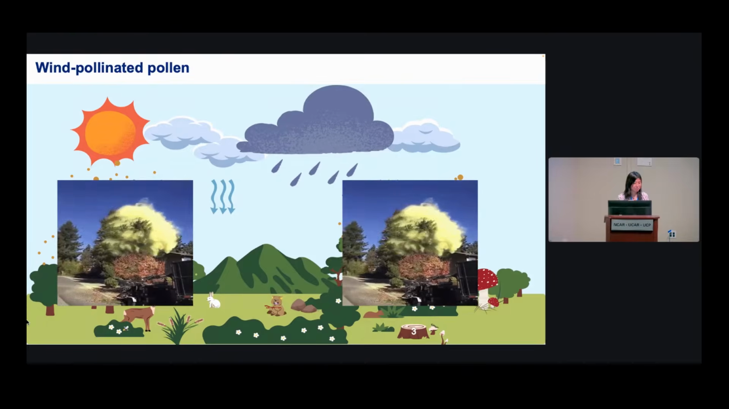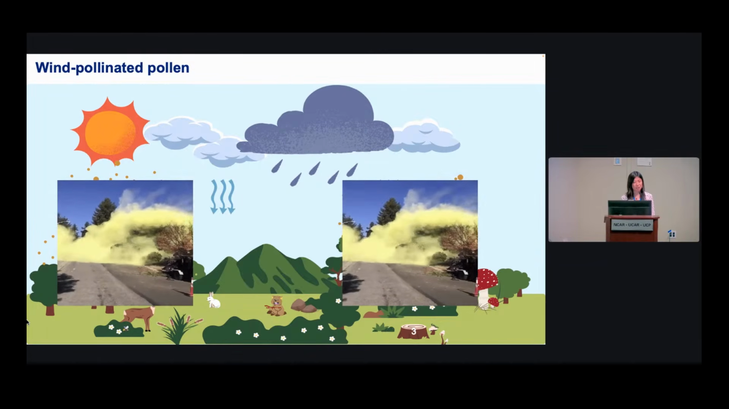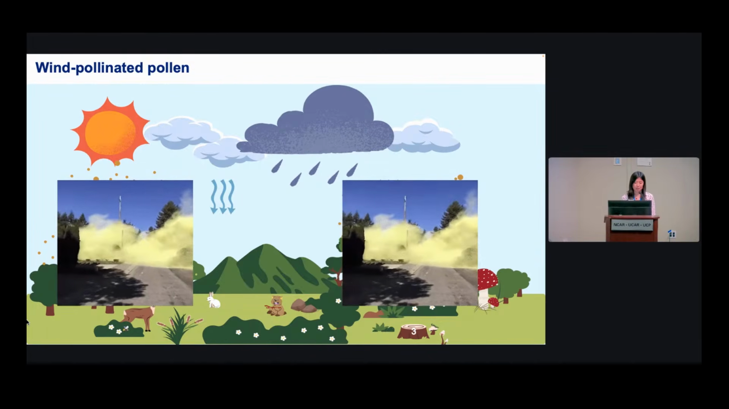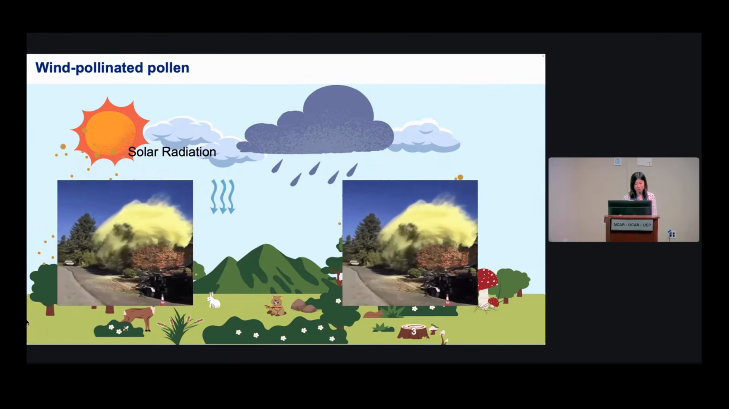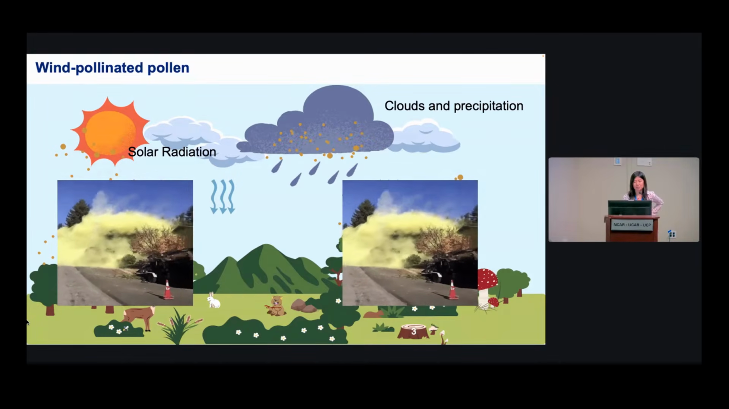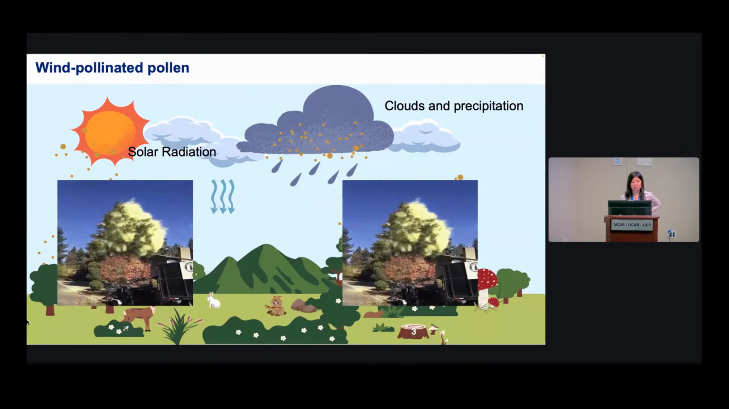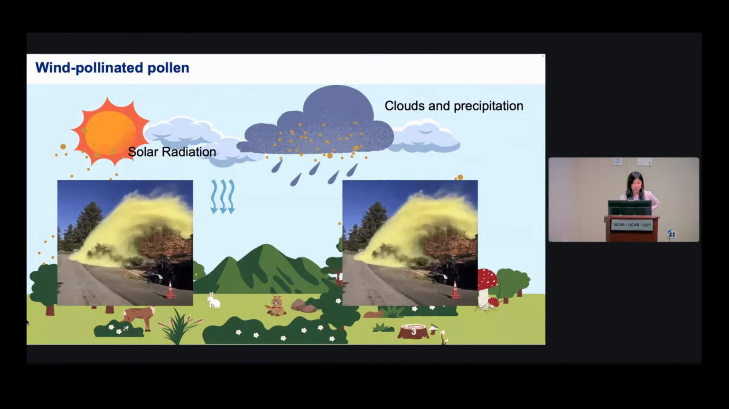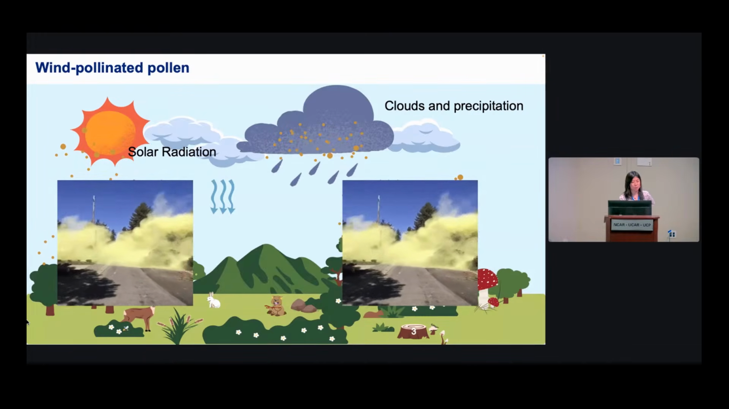So as atmospheric scientists, we are interested in the wind-pollinated pollen. After emission, this type of pollen can impact solar radiation. They can also be lifted up to the upper atmosphere and impact cloud formation and precipitation. One thing to note is that pollen is one of the biological aerosol particles, so they can nucleate ice at warmer temperature. So recently, they have been drawing more attention.